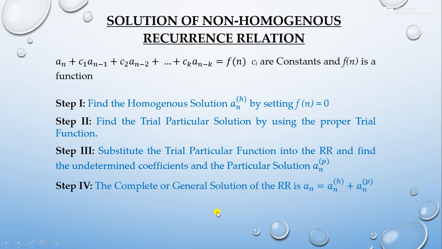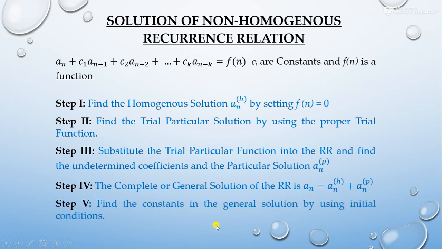Now our complete solution of this recurrence relation, that is a_n, is equal to the homogeneous solution plus the particular solution. Now find the constants in the general solution, meaning the constants that appear in this solution, by using the initial conditions if they are given in the question. Okay. So these are the steps to find the solution of the non-homogeneous recurrence relation.